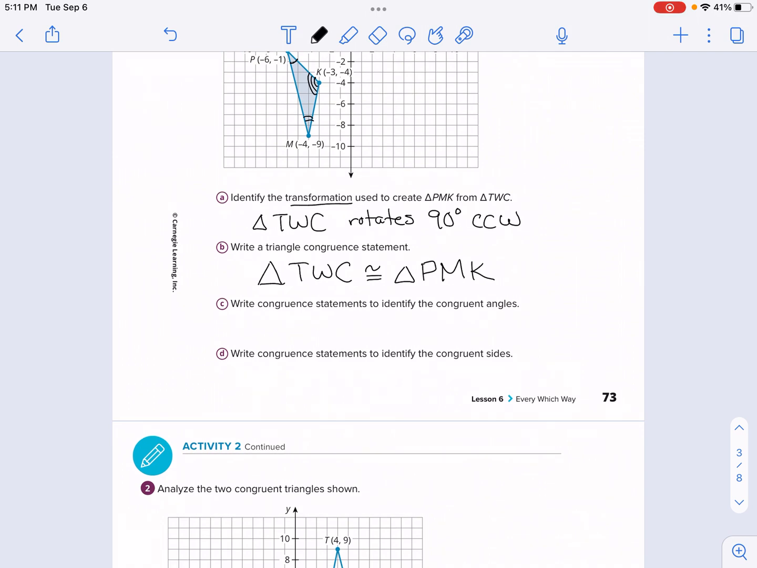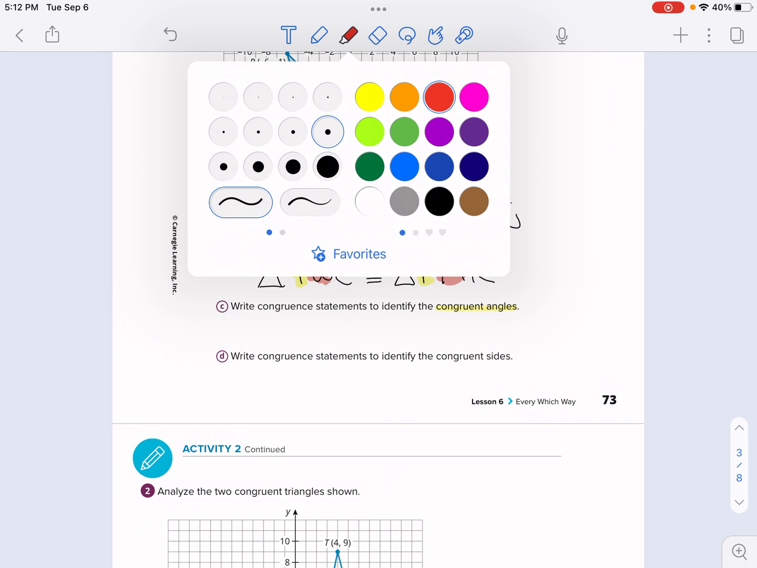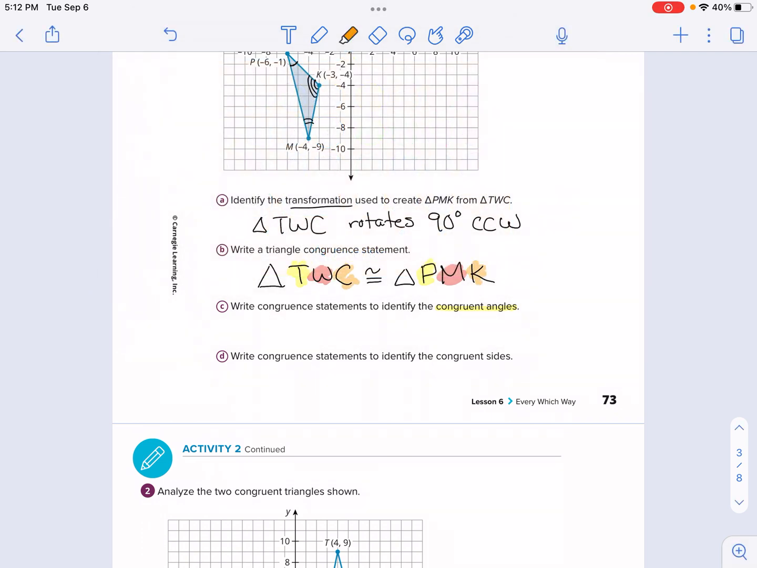Next one we're going to talk about is identify the congruent angles here. And that's pretty much just lining up the corresponding parts here. So the first parts with the second parts and also with the third parts. That's all we're doing for this one. Okay, so let's say angle T. What is that congruent to? That is congruent to the other one that's highlighted in yellow. That is angle P. All right, let's keep going. Angle W is congruent to angle M. And the last one, angle C is congruent to angle K.